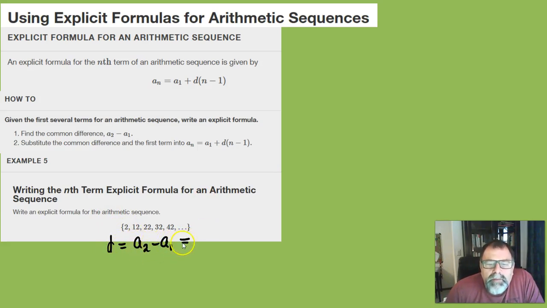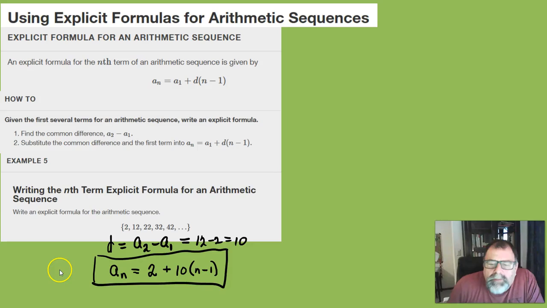So it's typically we do the second one minus the first one. And so 12 minus 2 is 10. And then I always just check real quick. Am I adding 10, adding 10, adding 10, adding 10? Yeah. Okay, so that's D. Now we can write the formula. A sub n is A sub 1, which is the 2, plus D, which is 10, times n minus 1. And that's it.